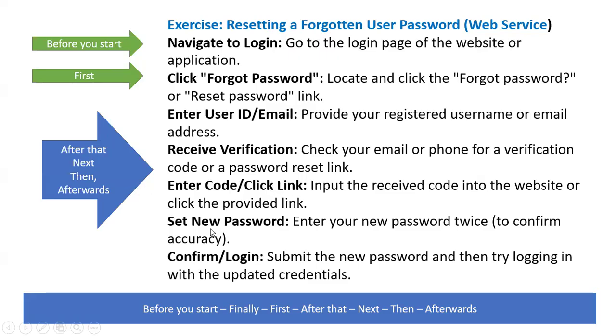Afterwards, set new password, right? Or I can use afterwards first, after that second. These ones for middle steps could be used the way you prefer. They have the same meaning, okay, they help us to keep the flow between steps, but we need to close. So we're going to use finally. Okay. This is about the sequential order in processes that have to do with computing.